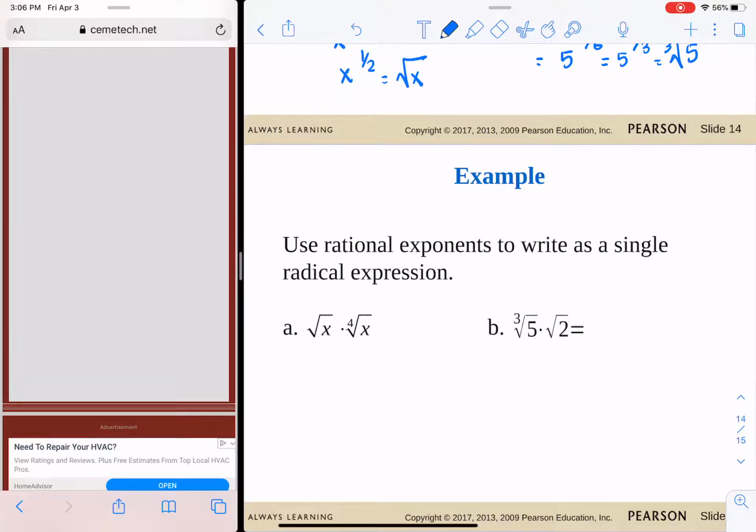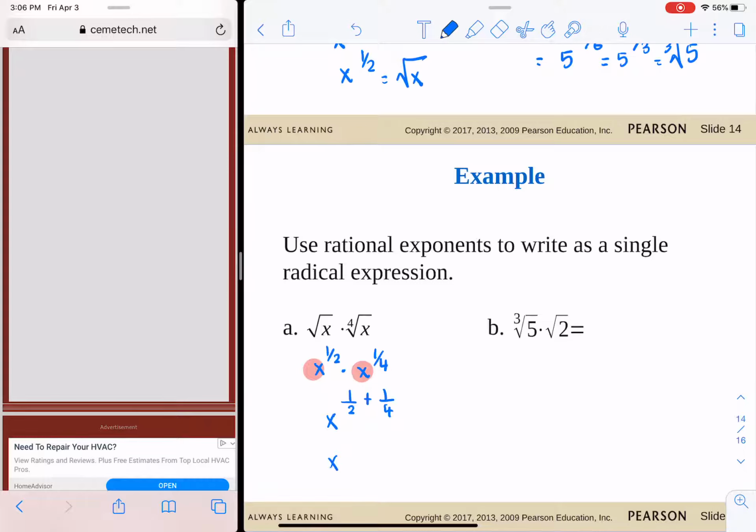Here we want to combine the radicals using rational exponents. We know that square root of x is x raised 1 over 2. I'm rewriting the radical in terms of an exponent. The 4th root of x is x raised 1 over 4. The bases here are identical, so I can combine the powers.